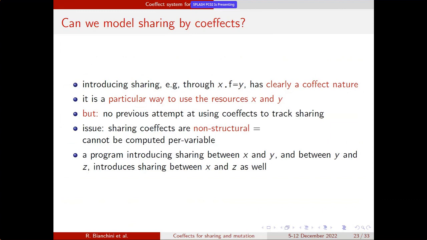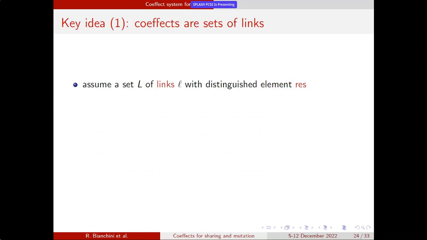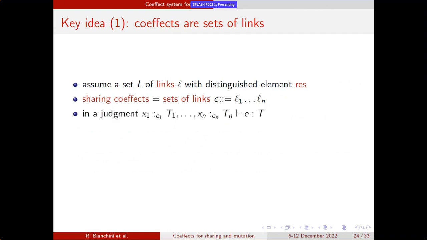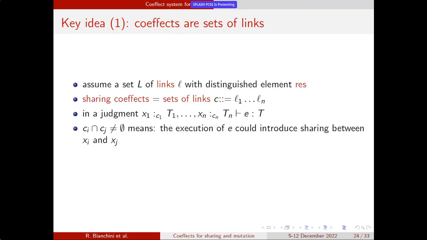And we believe that the issue is that those sharing coeffects will be intrinsically non-structural. That is, you cannot compute them per variable, because a program introducing sharing between x and y and between y and z also introduces sharing between x and z. So our key idea is to use a set of links to represent a coeffect with a distinguished element res. And so our sharing coeffects are just sets of links, and we can put them in our judgment of coeffects in this way.